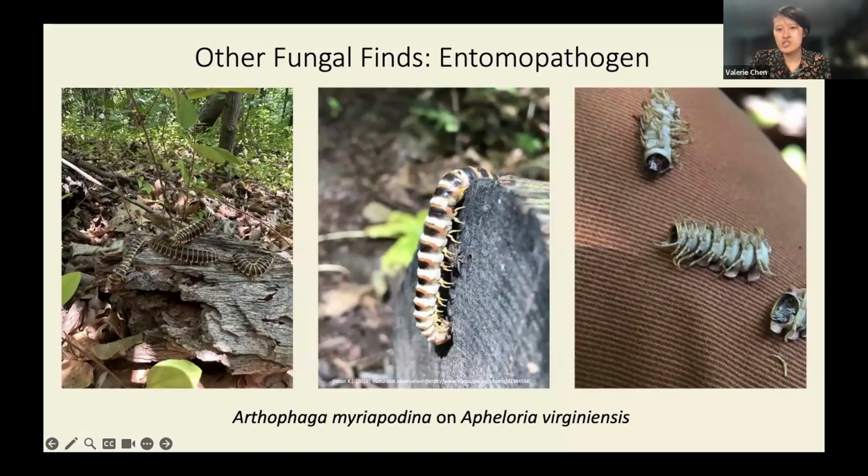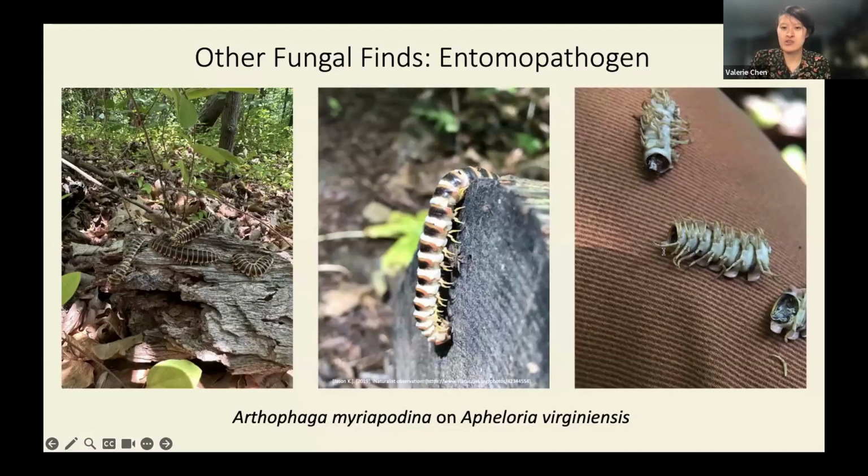Now I would like to briefly show off some cool fungi-related finds from the survey that weren't macrofungi. Sometimes my collaborators and I would see these millipedes in groups on a log, and at first you're like, oh, how cute, they're all hanging out. But unfortunately, they're already dead after being parasitized by a fungus. Fungi that infect insects are called entomopathogens, and some of them cause behavioral changes in their hosts, including this one.